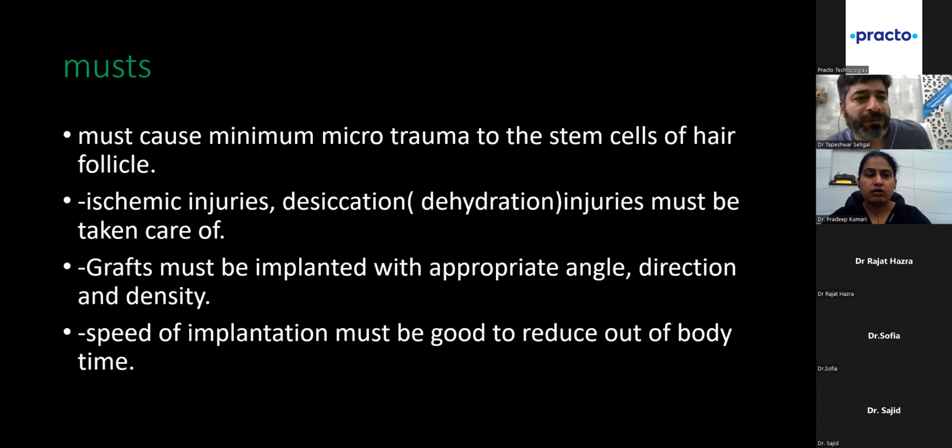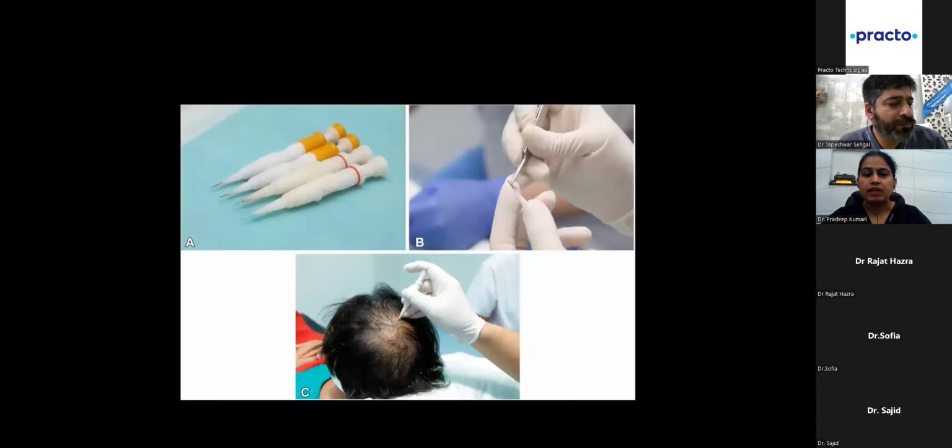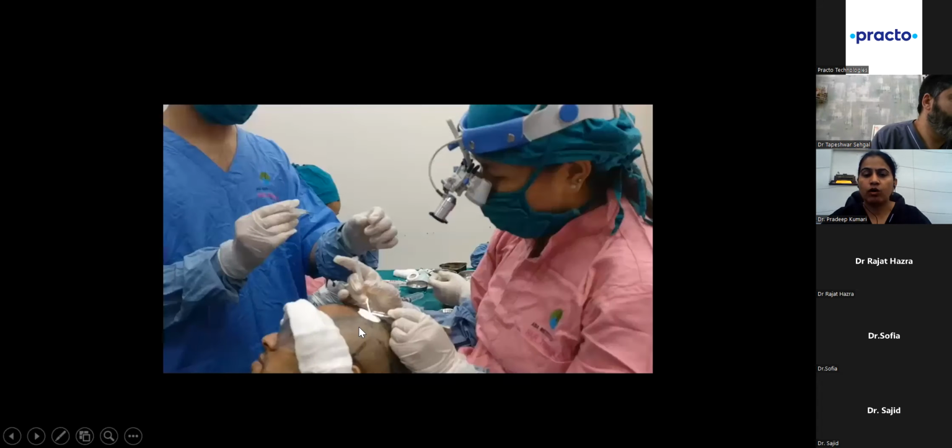Requirements already mentioned. So we must cause minimum trauma. We must ensure that the desiccation and ischemic injury are less. And pre-made slits and implantation is the most common method. These are the implanters. Implanters are of various types. So one step is to load the graft into this and then implant them into the area of implantation.